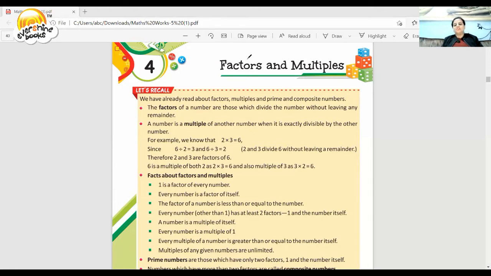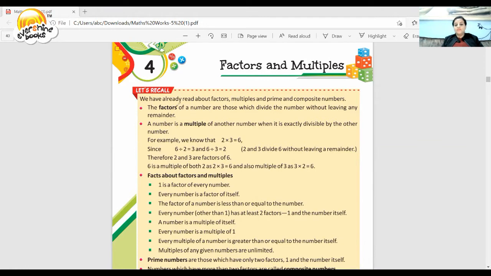Today, your maths teacher, Aarti Kalra, is going to teach you chapter number 4, Factors and Multiples. As you know, you have already done this in class 4th also, where you read about factors, multiples, and prime and composite numbers. So first of all, we will recall what we have already done.